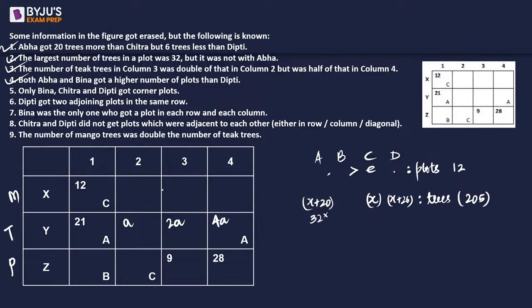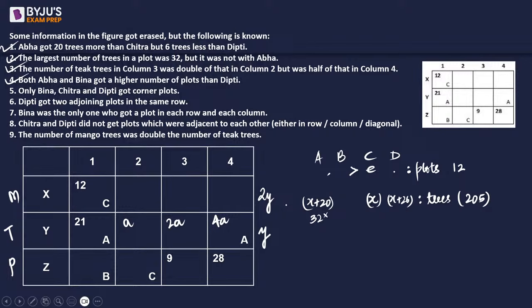Dipti got 2 adjoining plots in the same row. Still don't know where to put, because right now we have a lot of cells missing. Bina was the only one who got a plot in each row and each column. Okay, great. Chitra and Dipti did not get plots which were adjacent to each other either in row, column or diagonal. Still don't know. The number of mango trees was double the number of teak trees. So the number of teak trees, suppose, is Y, then the number of mango trees is going to be 2Y.